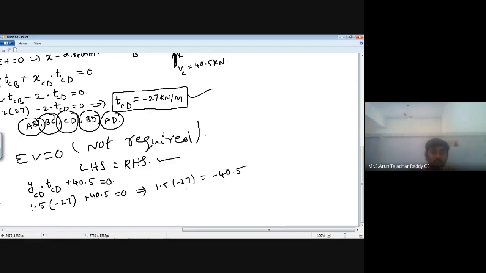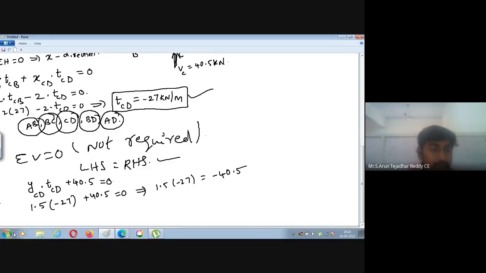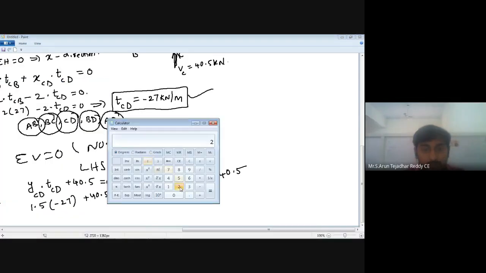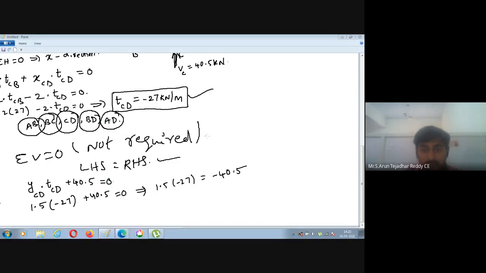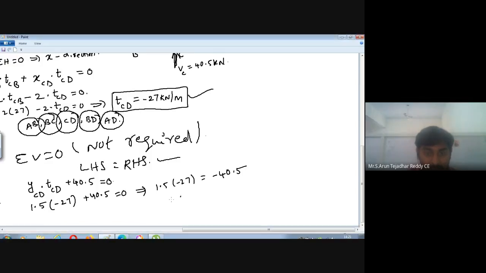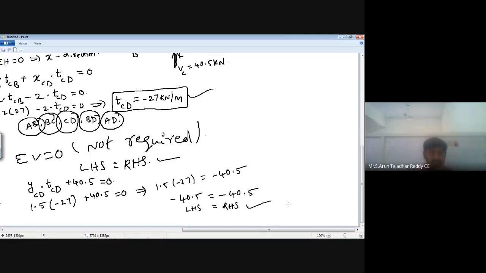Then what is the value of 27 into 1.5? 27 into 1.5, so 40.5. Minus is there, so minus 40.5 is equal to minus 40.5. It means LHS is equal to RHS. So our procedure is correct. All of you complete it fast.